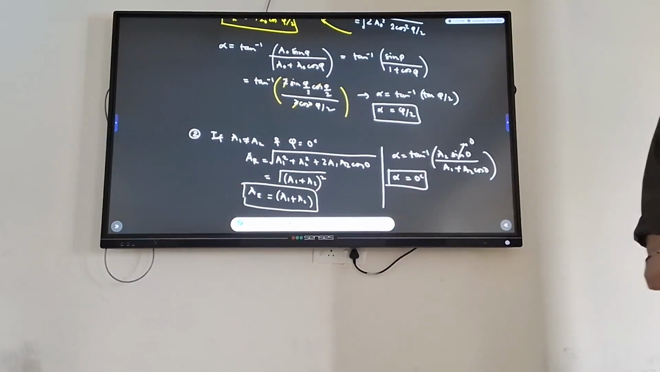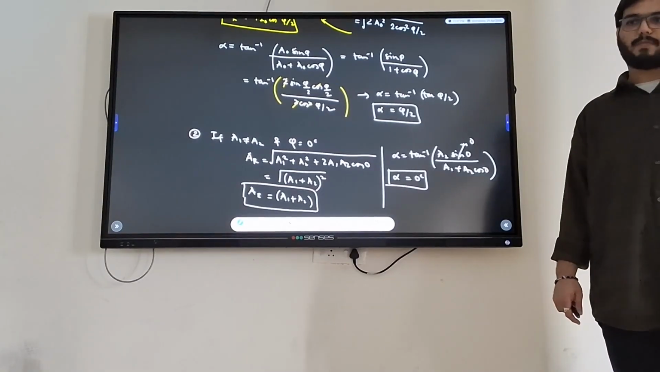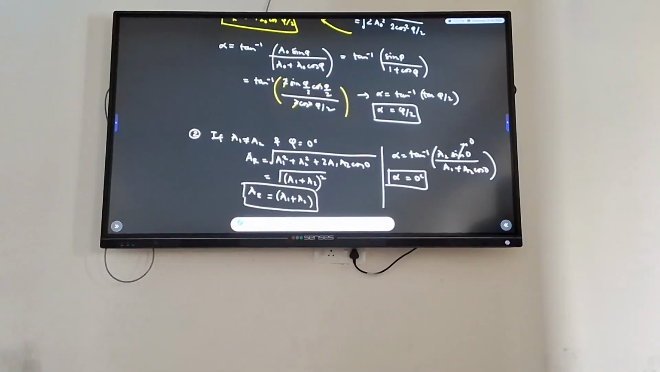Can you take the case of A1 not equal to A2 and phi equal to pi radians? A1 minus A2, should be root over A1 square plus A2 square? No. A1 minus A2, you're taking A1 minus A2 the whole square. You can equally say it's A2 minus A1 the whole square. Then in general, what should I write? Mod of A1 minus A2. That should be the correct expression.